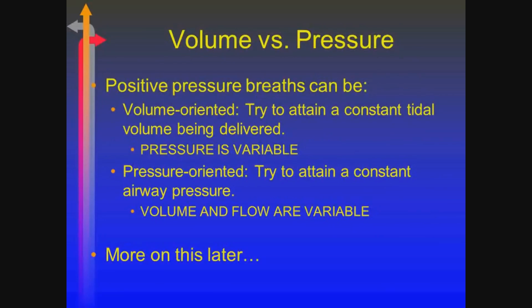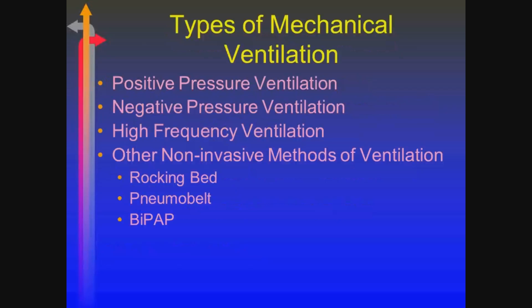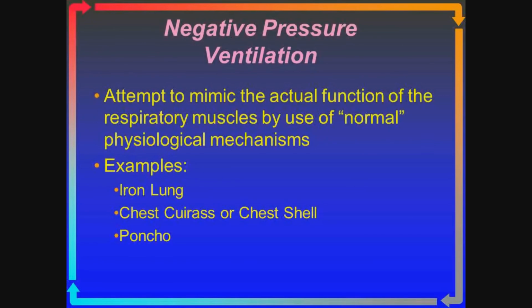We talked about positive pressure being volume-oriented or pressure-oriented, and we went through with that, and we'll come back and visit this over and over again. What we want to look at now is the difference between some of these negative and other types of non-invasive ventilation. First, let's talk about negative pressure ventilation. This was designed to basically mimic the respiratory system that you and I breathe with. The examples are an iron lung, a chest cuirass, or a poncho ventilation.